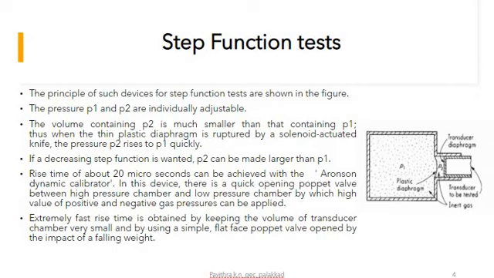Also, if you are using such step function test apparatus, that is the Arsenal dynamic calibrator, an extremely fast rise time is obtained by keeping the volume of the transducer chamber very small and by using a simple flat face poppet valve. In the case of the flat face poppet valve, the opening is obtained by the impact of a falling weight. Okay, so that is about step function test.